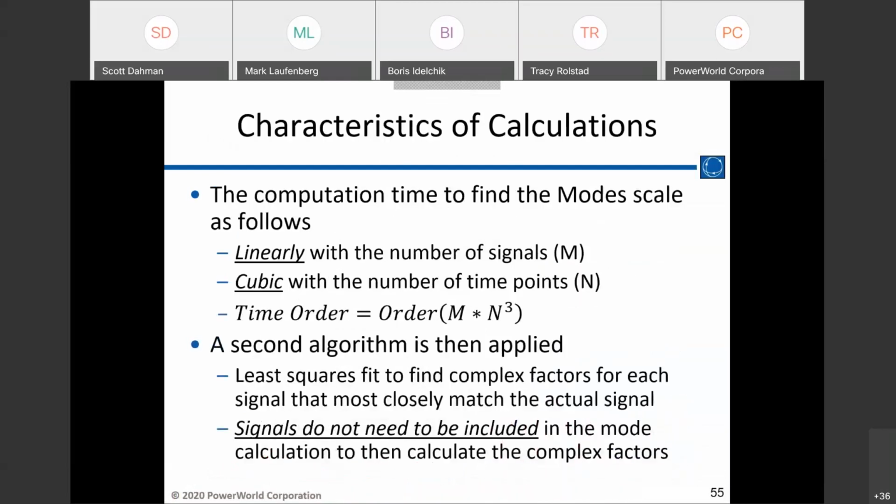However, the other thing you need to know about these algorithms is what makes them run slow and what makes them run fast. The first thing that makes them run slow is obviously the more signals you have, the slower it goes. The algorithm that we're using by default is the iterated matrix pencil. That thing happens to scale approximately linear with the number of signals. So if I double the number of signals, the speed gets twice as slow. The big thing, though, is the number of time points.